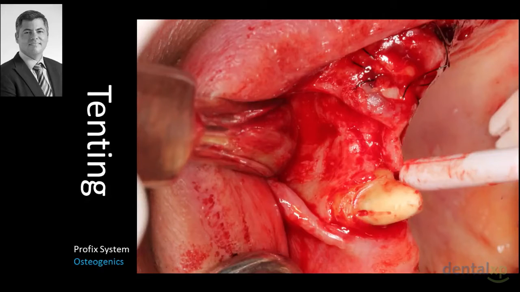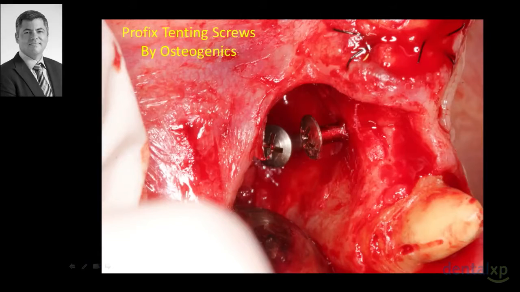So from the socket preservation area, here you can appreciate the position of the actual biological membranes created with the PRF. From there we move to the number 7 area, and we open a full thickness flap, and you can appreciate the severity of the defect.